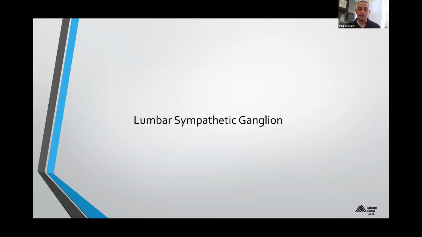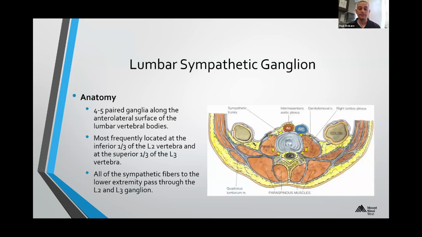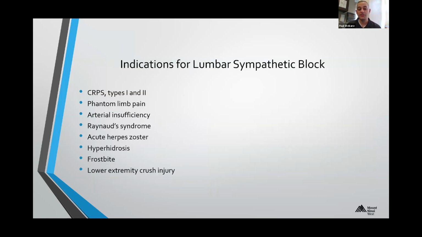The next most commonly performed sympathetic block is the lumbar sympathetic block. This is a 4 or 5 paired ganglion, usually at the level of L2 or L3, and is responsible for sympathetically maintained pain in the lower extremities, usually related to CRPS or complex regional pain syndrome, phantom limb pain, some vascular insufficiencies and peripheral arterial disease, Raynaud syndrome. It can be performed for acute herpes zoster, hyperhidrosis, frostbite, or crush injuries. So really any type of sympathetically maintained pain or vascular pain of the lower extremities.